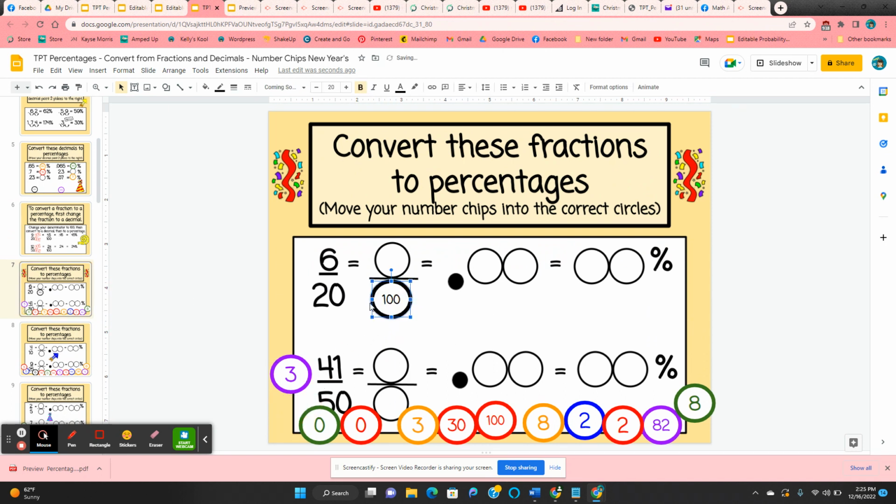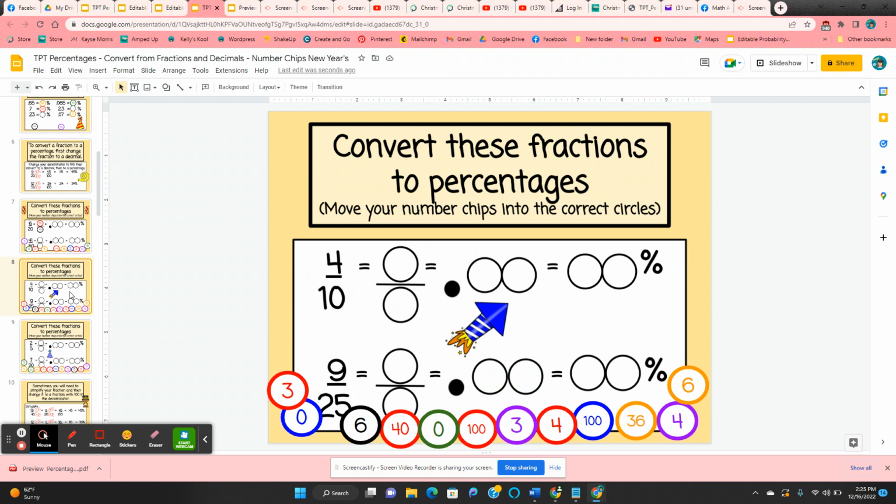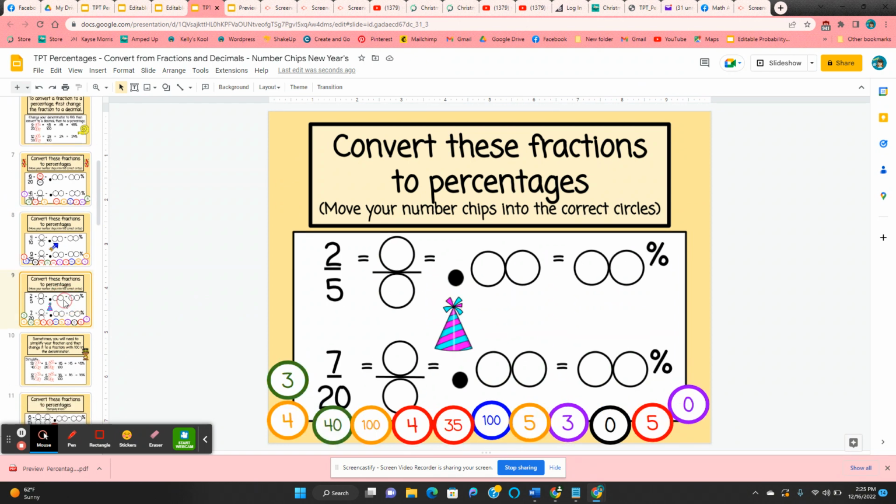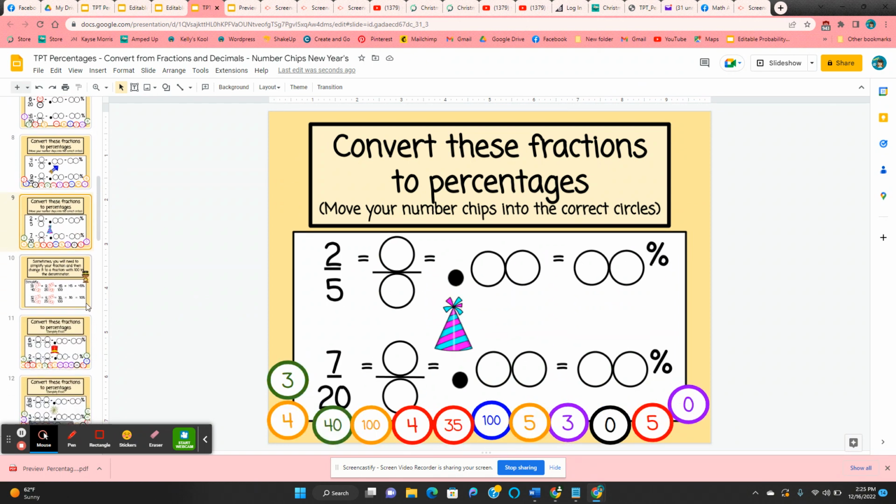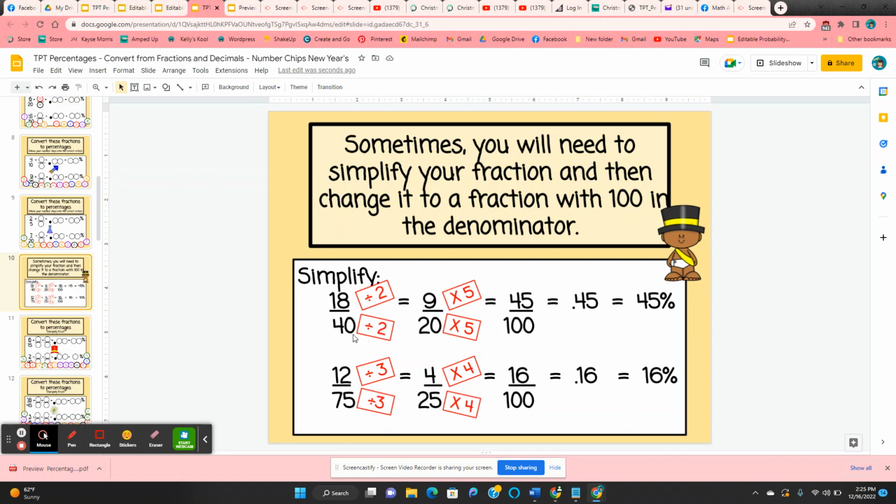They have to multiply by 5. So if they multiply the numerator by 5, that will give them 30. And that would be 30 hundredths as a decimal, or 30%. So on the next slide, they'll do the same thing. Next 2 slides.